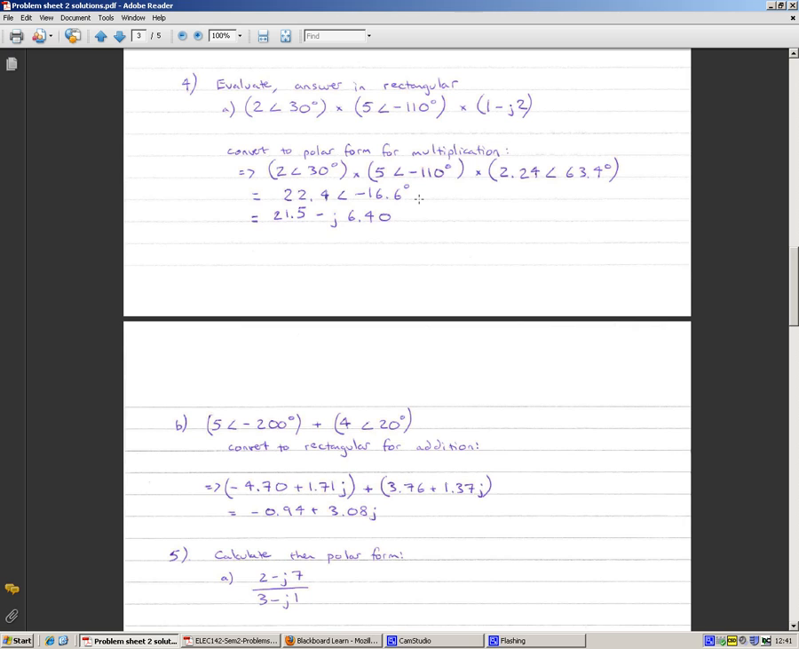However, the question asked us to give our answer in rectangular form, so we just need to perform one more step, which on our calculator we're just going to convert it back into rectangular form to give us a final answer of 21.5 minus j6.40.